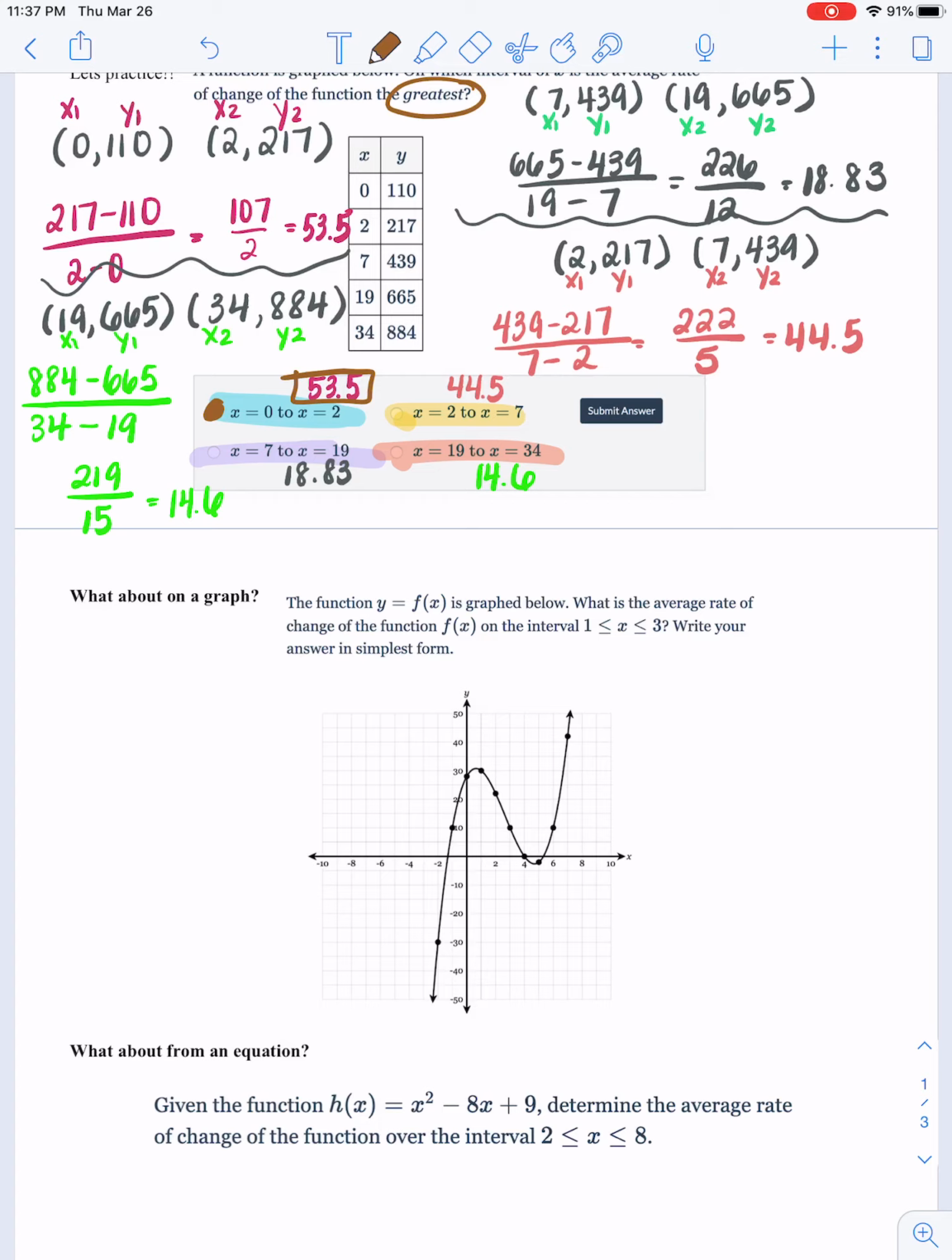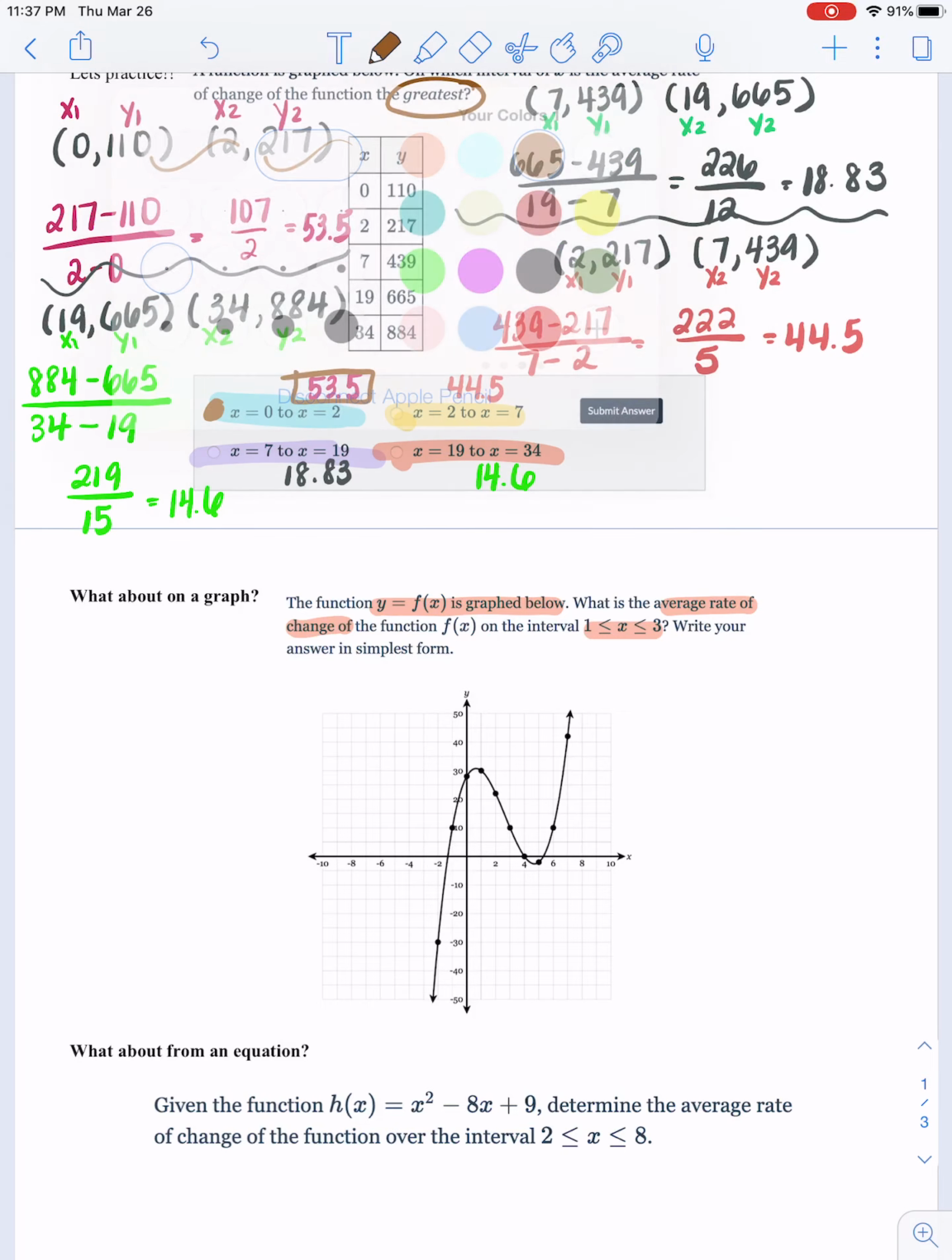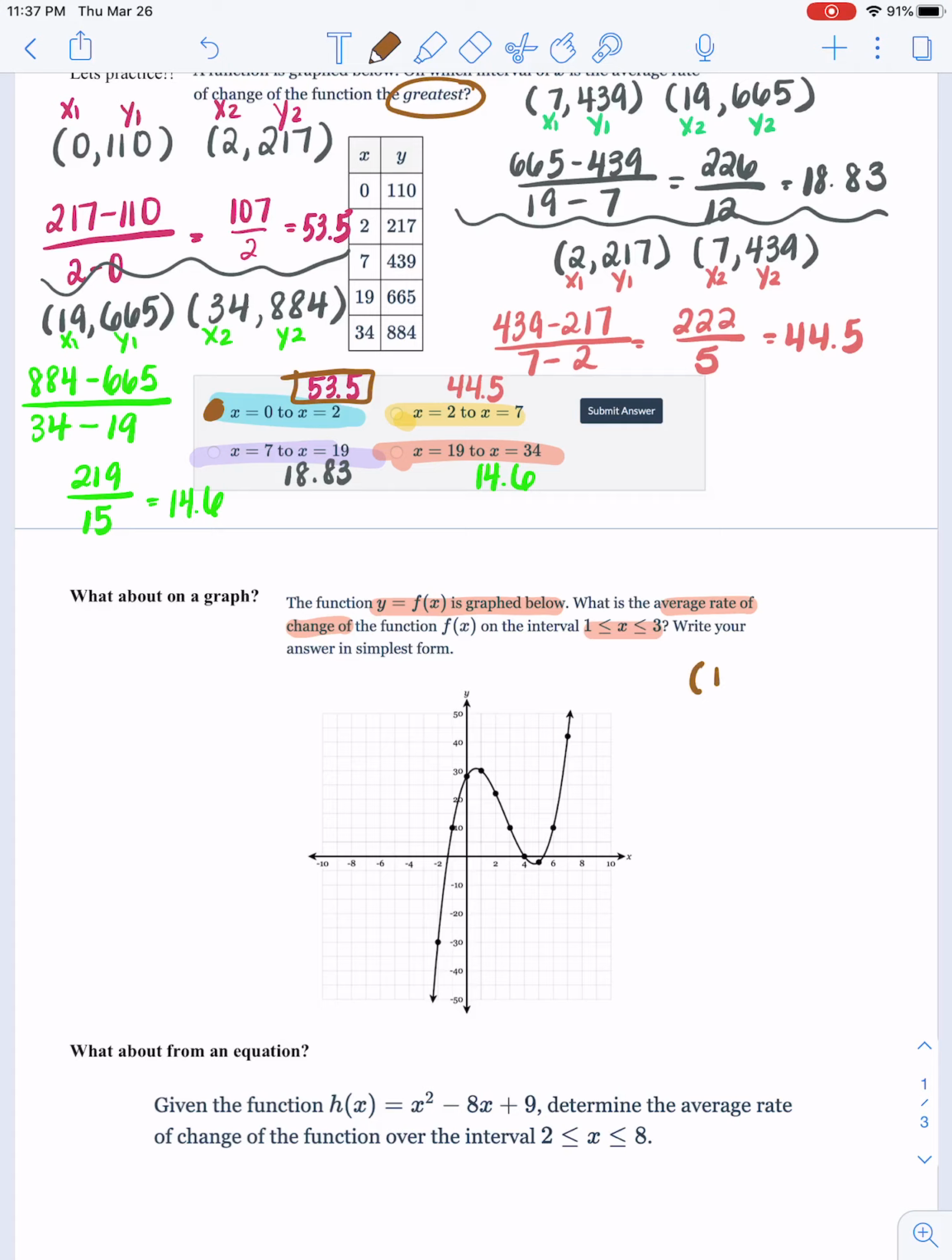The function y equals f of x is graphed below. What is the average rate of change of the function f of x on the interval 1 is less than or equal to x is less than or equal to 3? Write your answer in simplest form. Wow, this looks confusing, but I promise it's not. Again, they gave us the x values. The x values are 1 and 3. Now, all I need to do if I want to use my slope formula is find those y values.